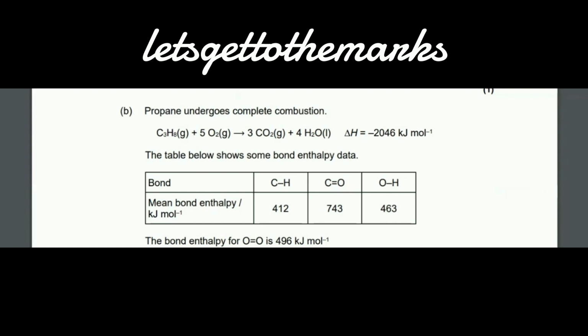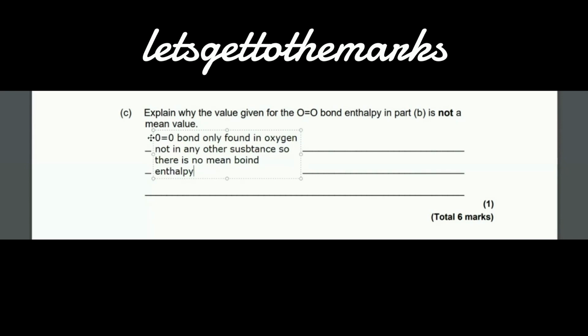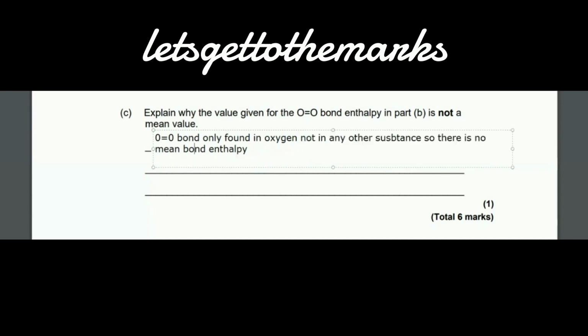Okay, let's just put that down as our answer. So we want to say OO bond only found in oxygen, not in any other substance. So there is no mean bond enthalpy. Remember, the mean bond enthalpy is the mean bond enthalpy for that particular bond from a range of different substances, and there is not a range of different substances for the oxygen bond. Right, that's the end of the question.